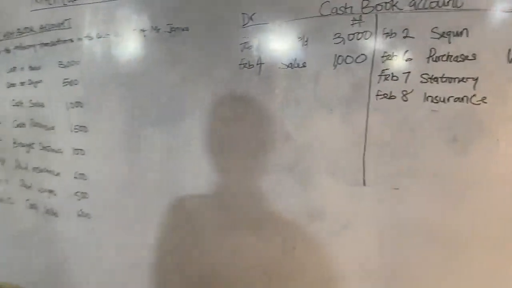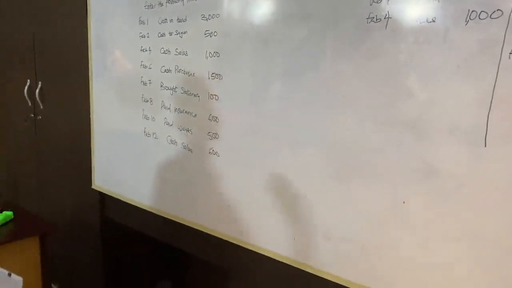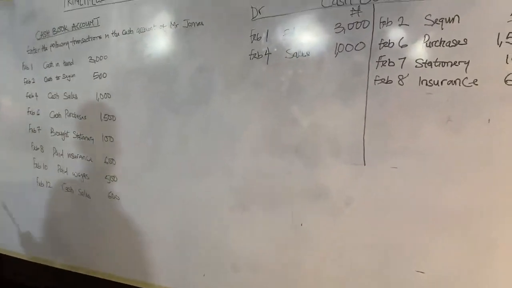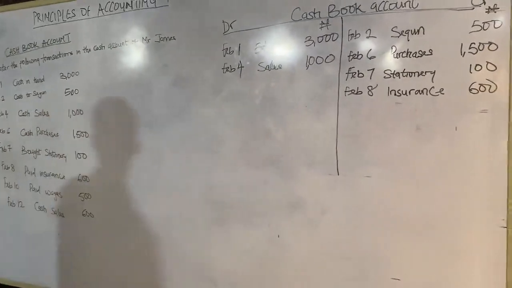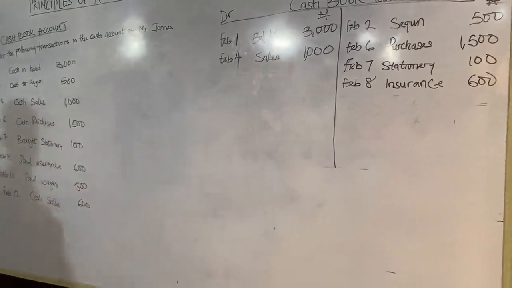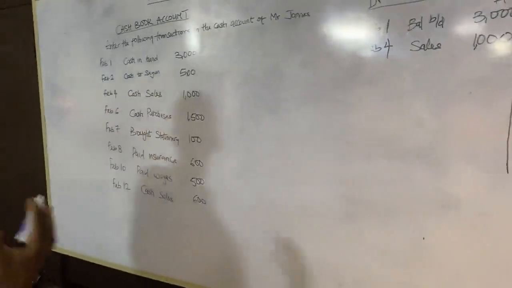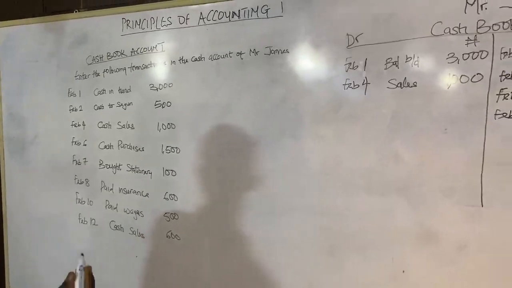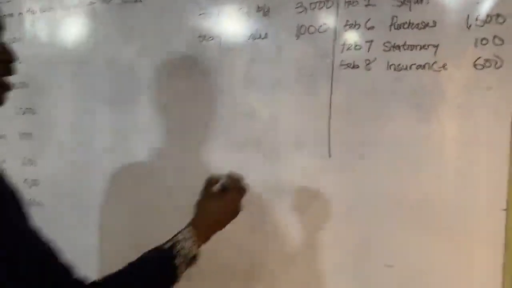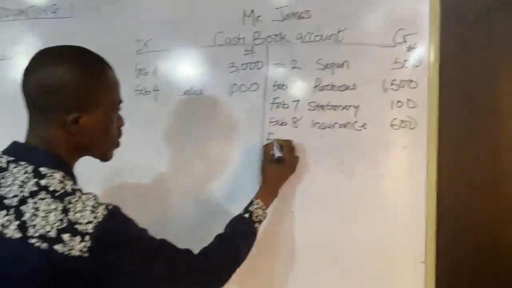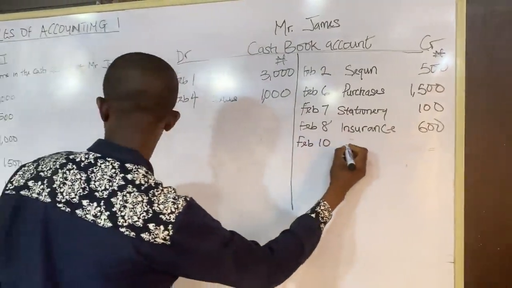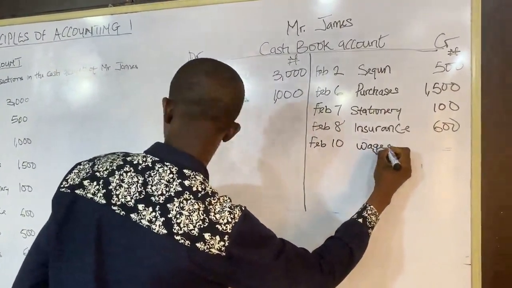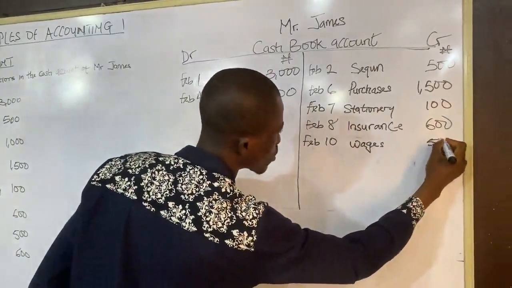February 10, paid wages. Your wages will increase, but we are not opening those ledgers; we are concentrating on the Cashbook alone. That means you debit your wages account and you credit your cash by 500 naira. February 10, you paid wages, 500 naira.